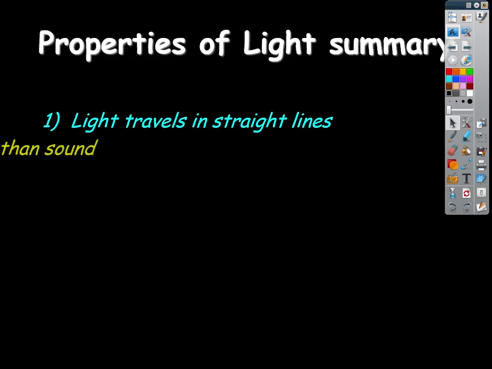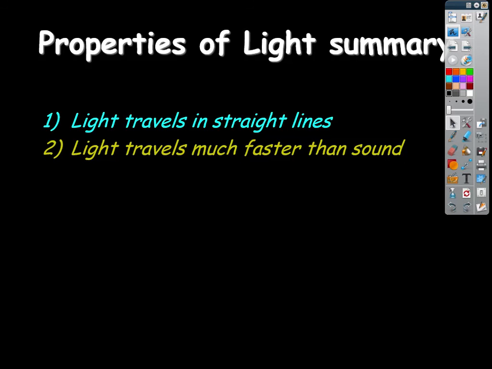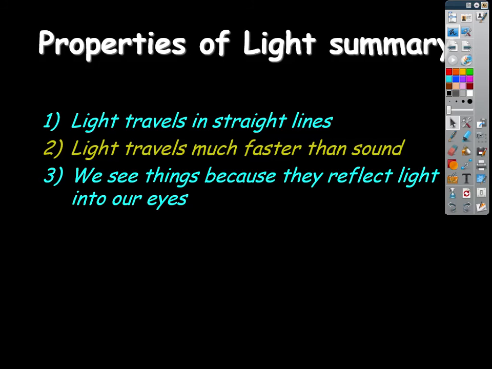So, summarizing some things. Like I said, this is probably going to be a very quick video. Light travels in a straight line. Light travels much faster than sound. And again, we see things because they are reflected light. We're going to get into why we see color on the next video. We're seeing colors reflected, and those that we don't see are the ones that are absorbed.